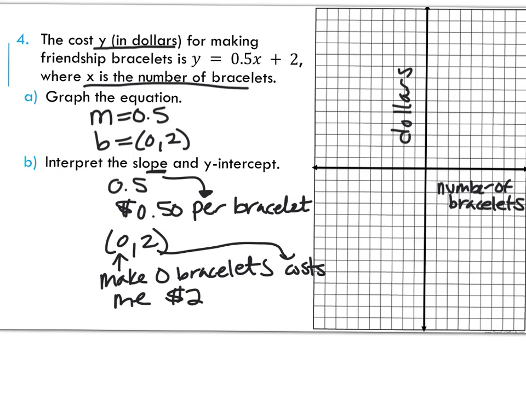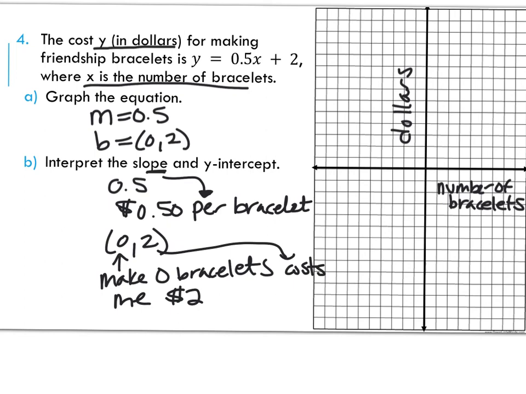Well, maybe there's some different equipment that I need to buy in order to be able to make these bracelets. So I'd have that initial startup fee of $2 no matter how many bracelets that I make. And then after that, there's extra charges for, like I said, the string or the beads or whatever the case may be. Okay, so now that we have a little bit better understanding of what's going on in the situation, we can go over and graph it.